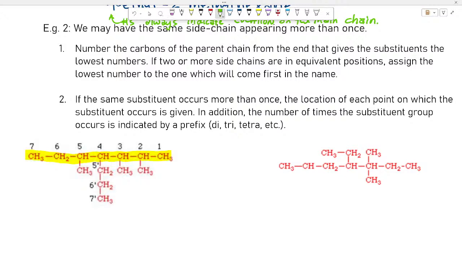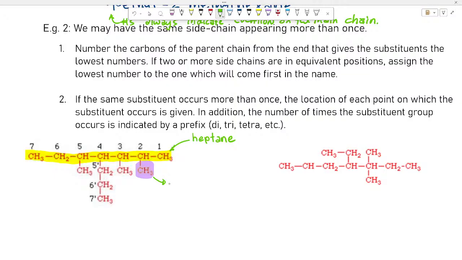What's our main chain? Okay, so what's that called? So this is a heptane. That's okay. Now, this has groups on it. What are the groups? What is this group here? That is a... Yeah, and when it says branch, we don't call it methane, we call it... And I need to know where it is.